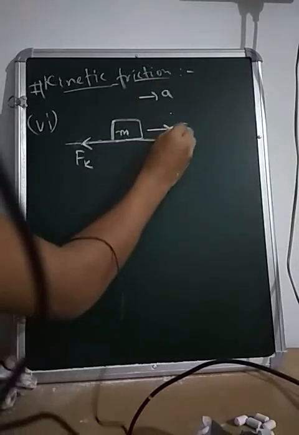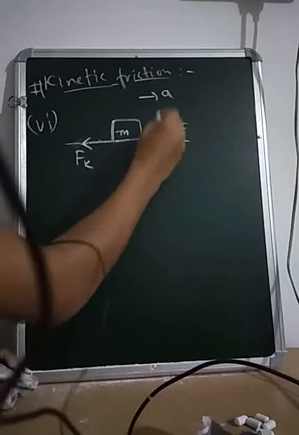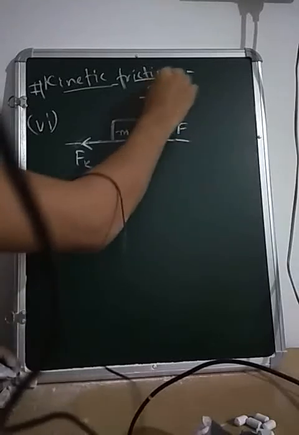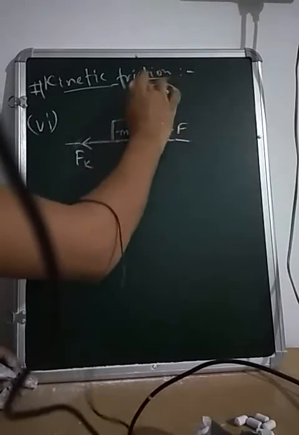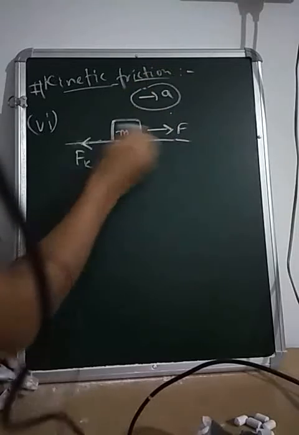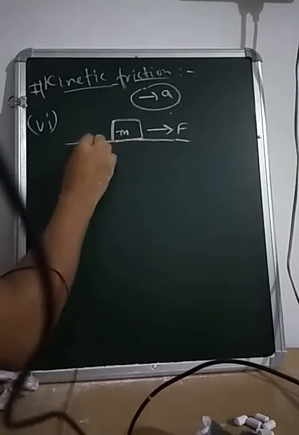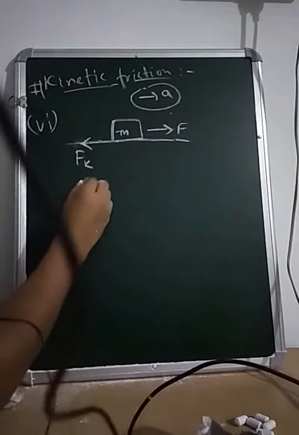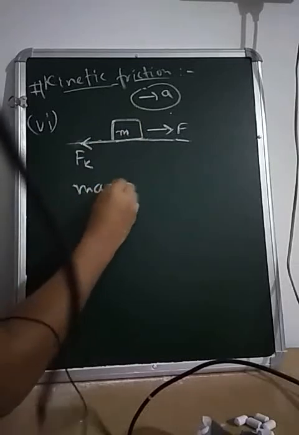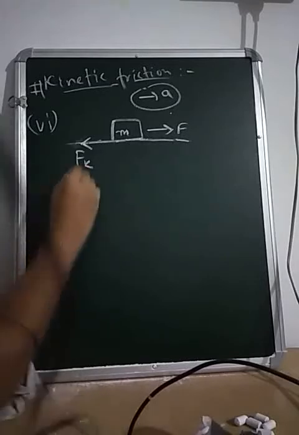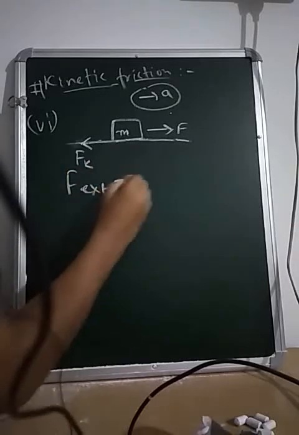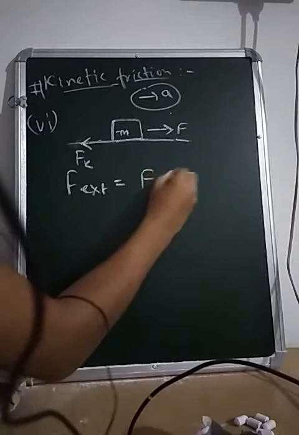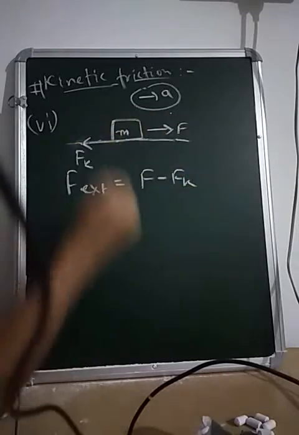So this is the case. We applied F amount of force on a body, and after that it starts moving with the acceleration a over a rough surface. Due to the roughness, friction will arise between the two surfaces. I have to calculate the acceleration. F net is ma, the net external force. So F external will be F minus Fk.